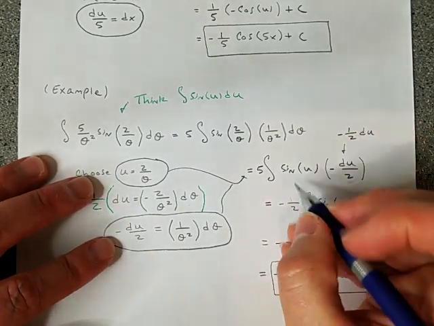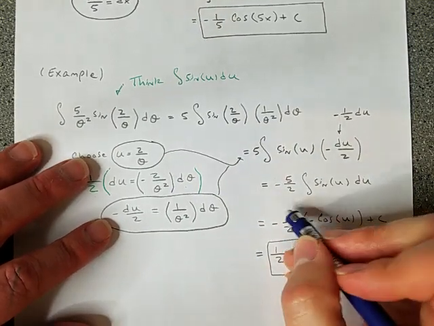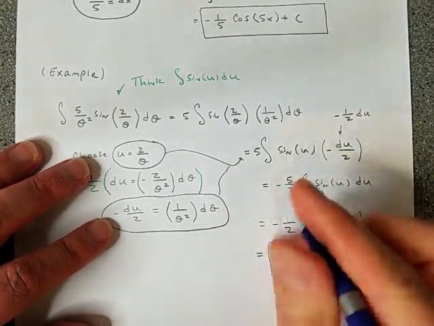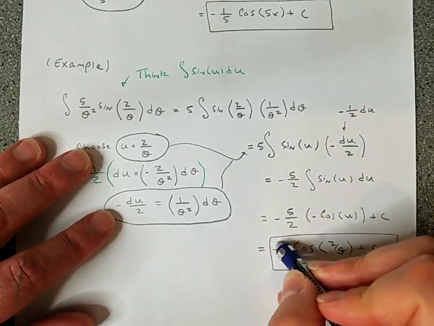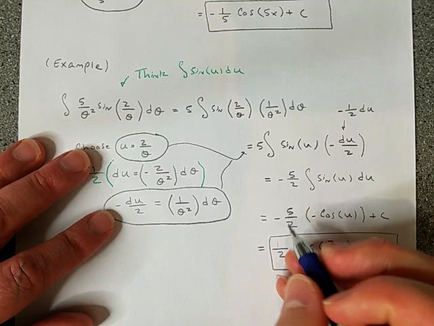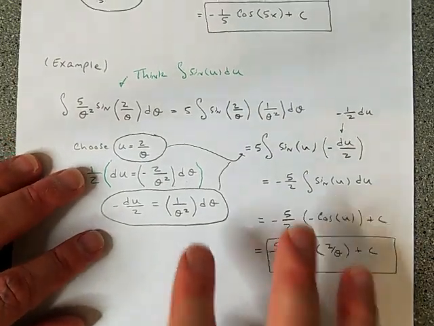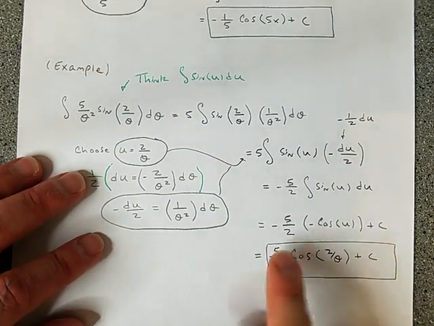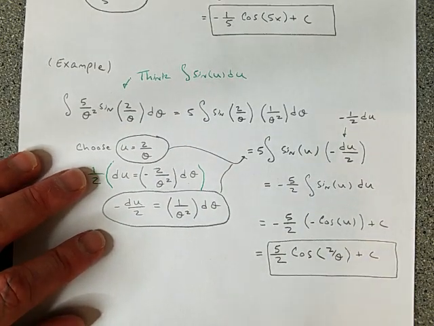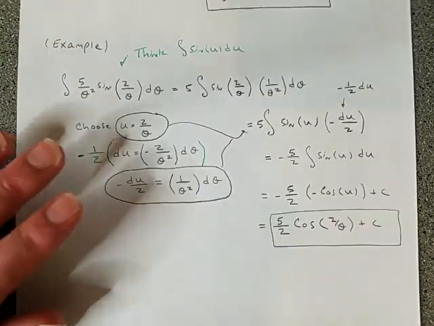Okay, so that's what it should be, 5 over 2. I realized that as I was telling you, I was checking it in my head and realized, oh, I'm going to need a 5. But yes, okay, what makes that right? If you take the derivative of this, you should get that, okay?